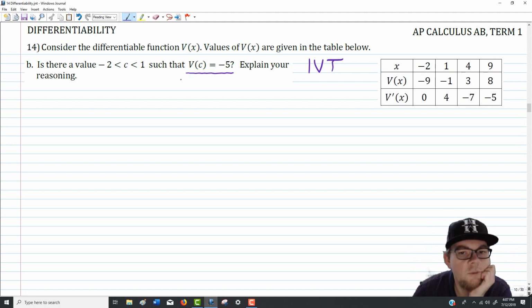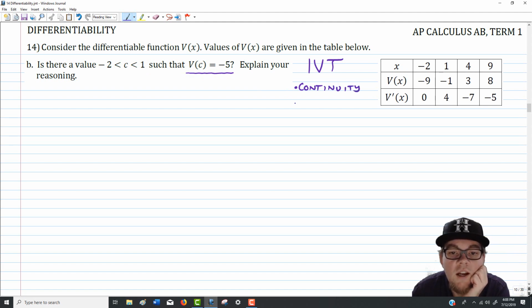So in order to do that, remember there are two properties that are required for the IVT. One is continuity. You have to have a continuous function or else it can't be guaranteed. And second, we need to have boundedness. So we need to make sure the y value of interest is between the two y values on the endpoints. So we're going to check each of these properties.